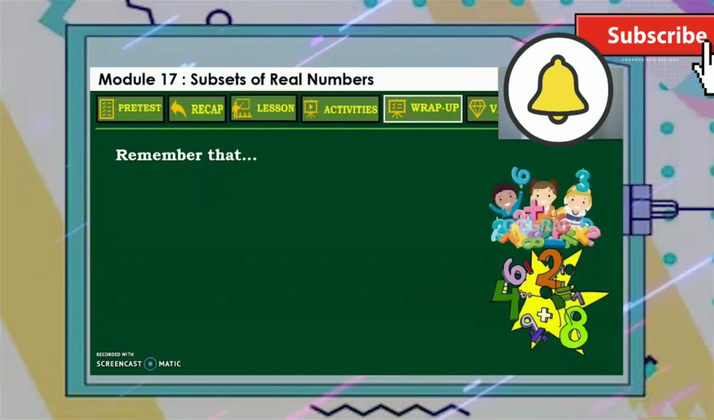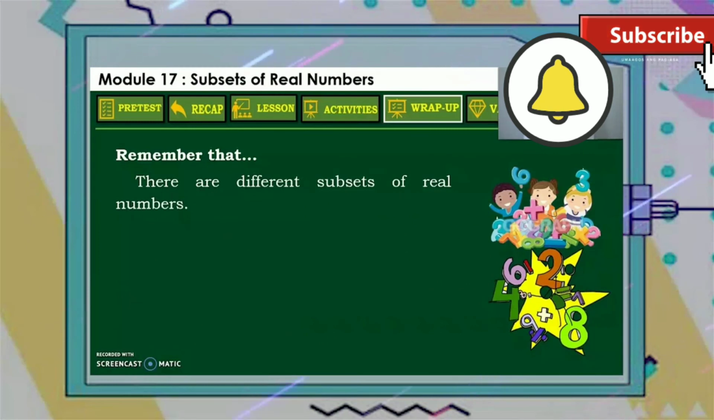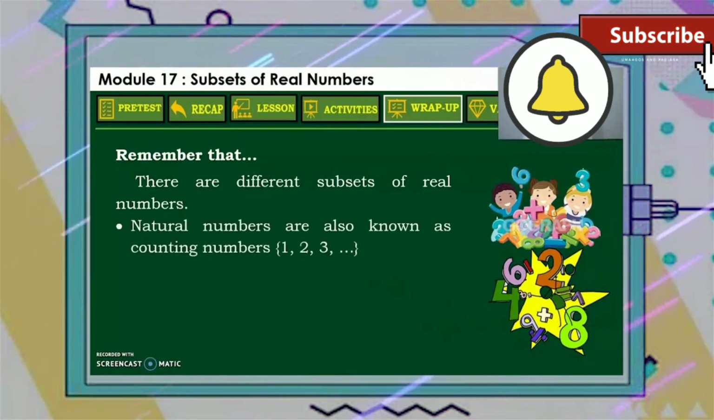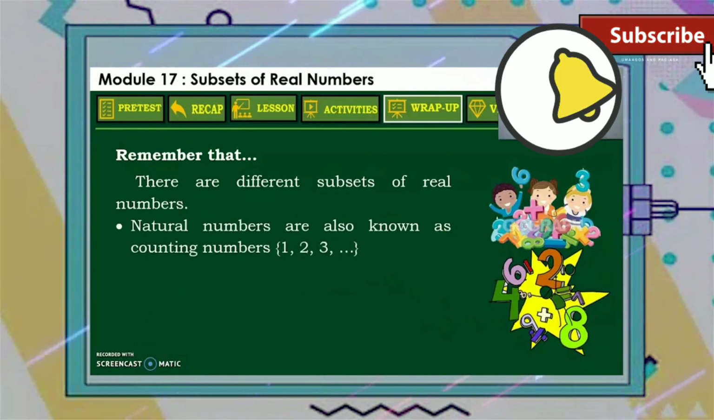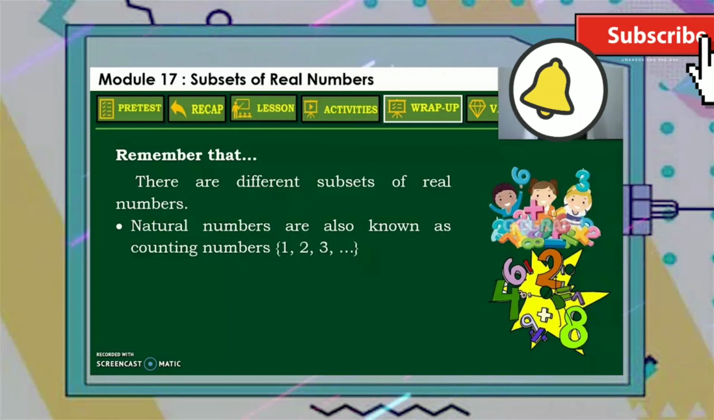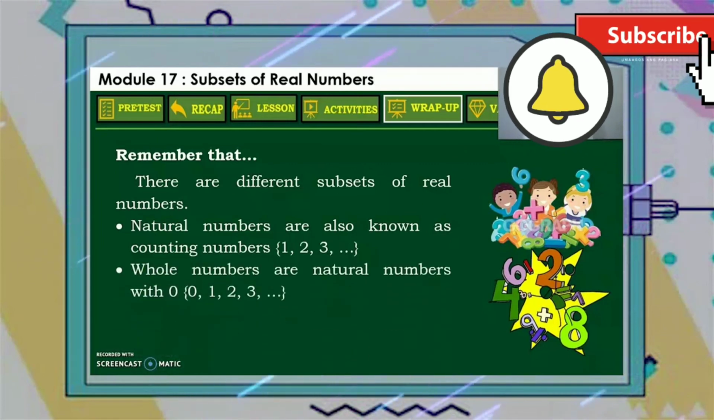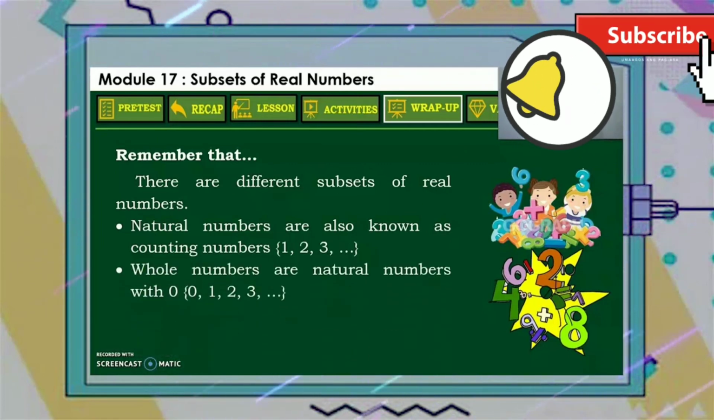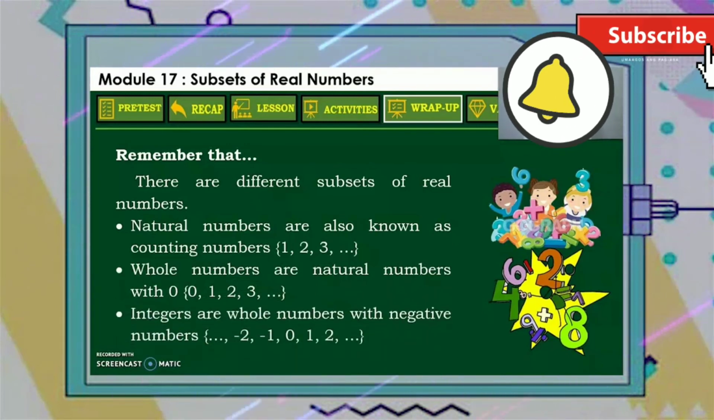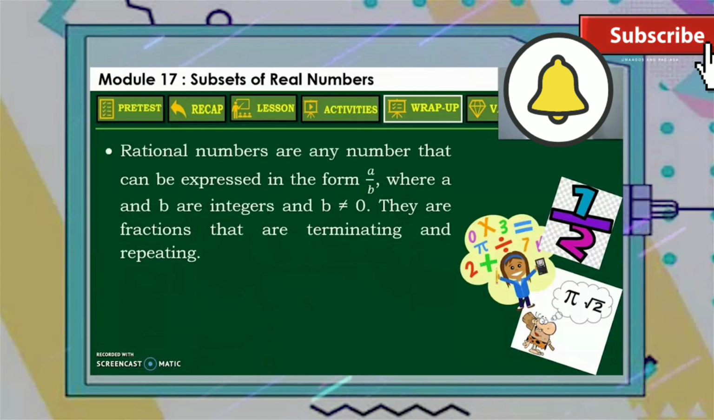Now to summarize this lesson, let's have a wrap-up. You need to remember that there are different subsets of real numbers. The first one is what we call the natural numbers, and natural numbers are also known as the counting numbers. The second one, whole numbers, are natural numbers with 0. Integers are whole numbers with negative numbers.